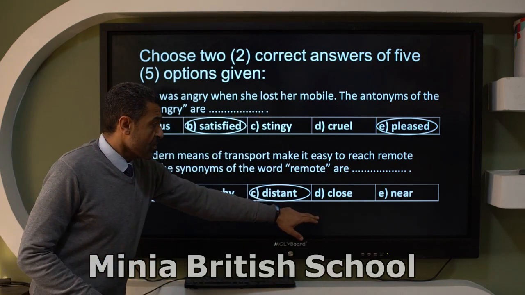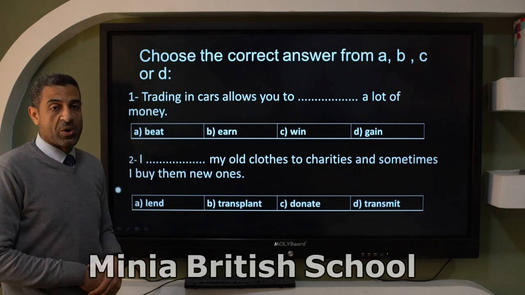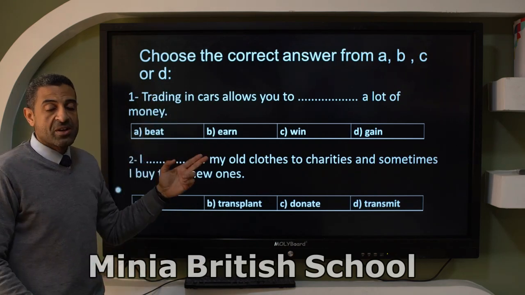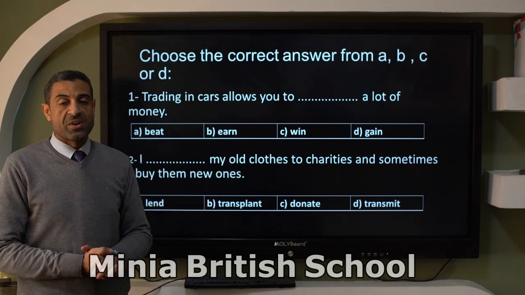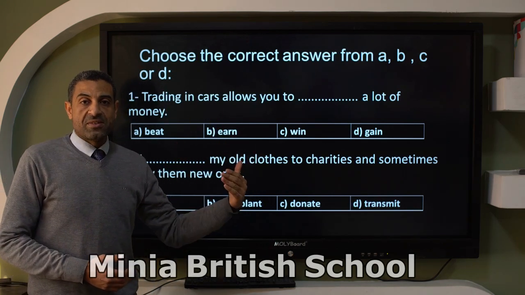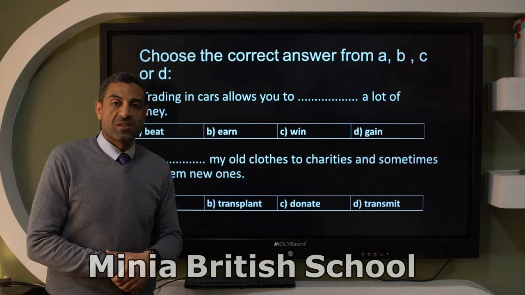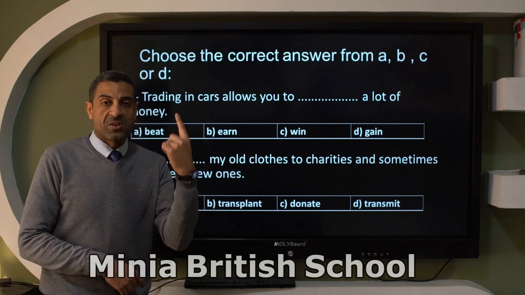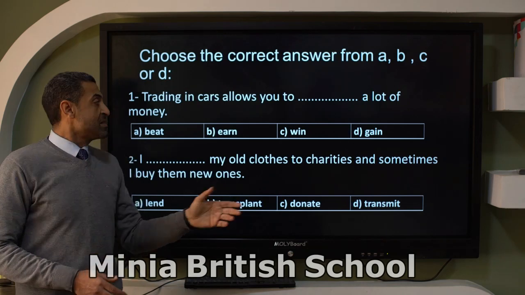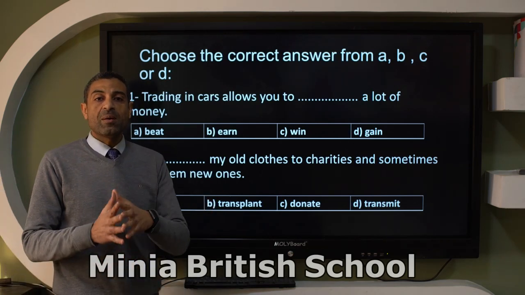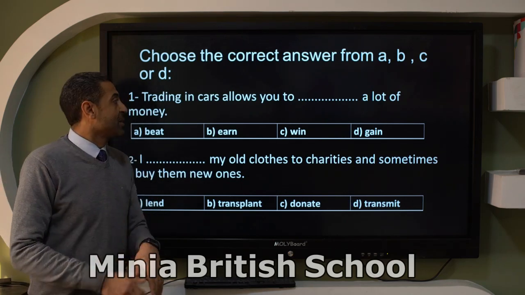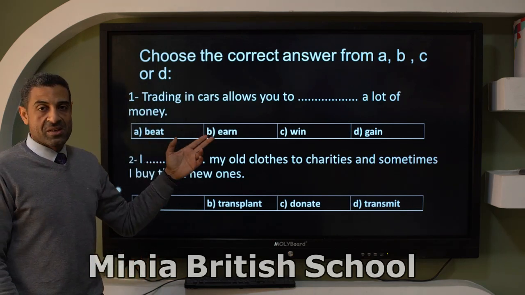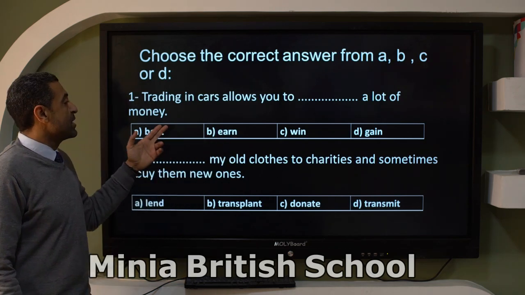Okay, so let's go to the second part. Here we have to choose the correct answer, just one answer. There are 12 sentences, and the students are asked to choose just one correct answer. These sentences are based on vocabulary and grammar that they have studied during the first term. So let's have some examples about this question.